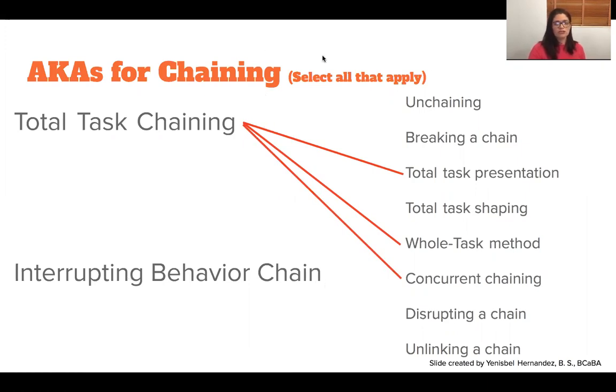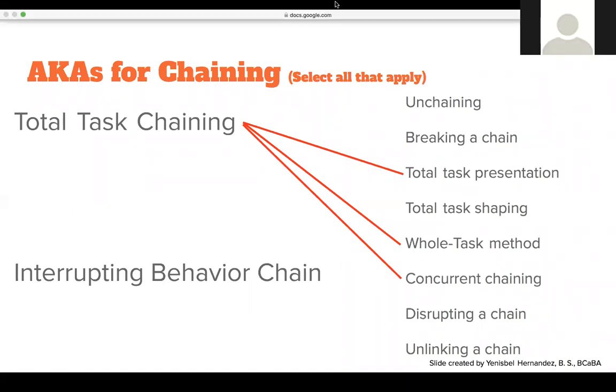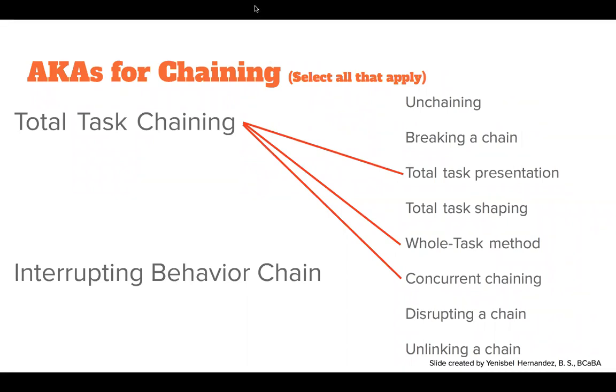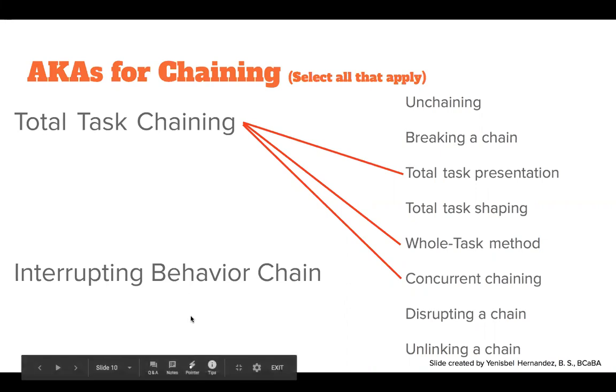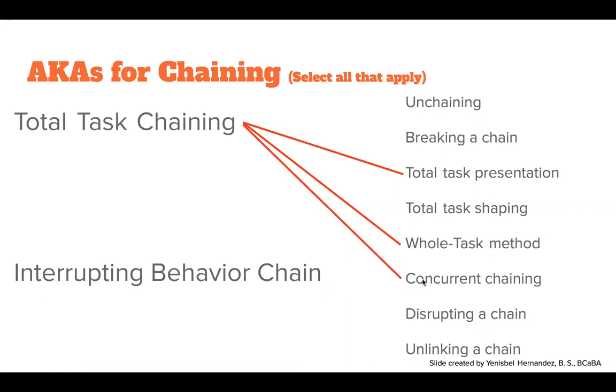Just to let you know, in the AKAs for chaining, this is the group that I picked. As far as I have seen in the resources that I've used, total task chaining is the only one from the chaining procedures that has AKAs. The other one from anything about chaining that has AKAs is interrupting behavior chain. So which one would you say they are?